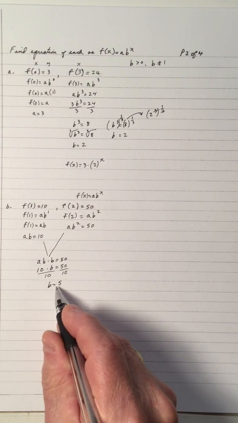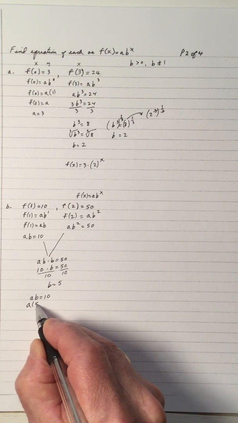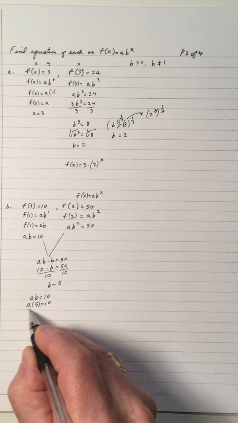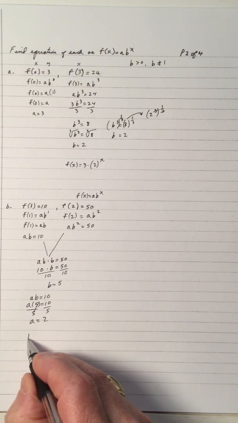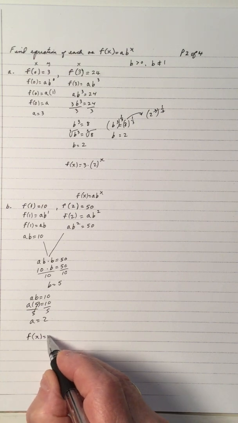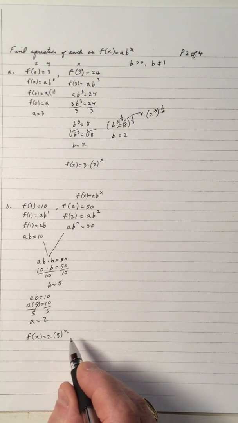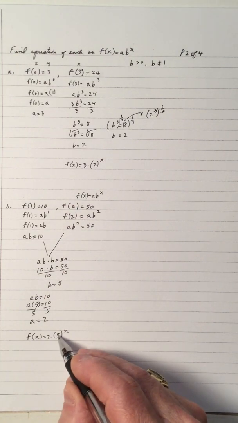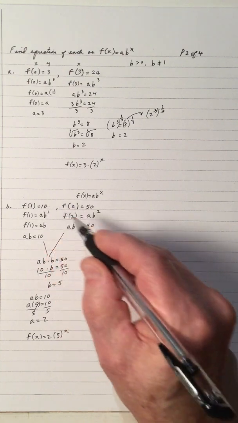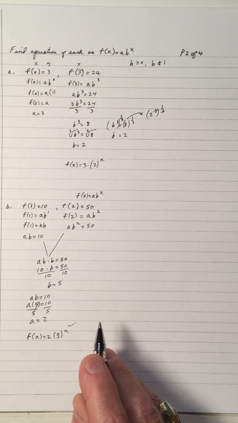So 10 times b is 50, so b is 5. ab equals 10, b is 5, so we sub 5 in the place of b, divide by 5, so a is 2. So the equation is f of x equals a is 2, b is 5 to the x power. And again, if you want to check it, take x to be 1, put a 1 in here. The f of 1 is 5 to the 1 is 5, 2 5s is 10. The f of 2, put a 2 in. 5 squared is 25 times 2 is 50. So this is the right equation.